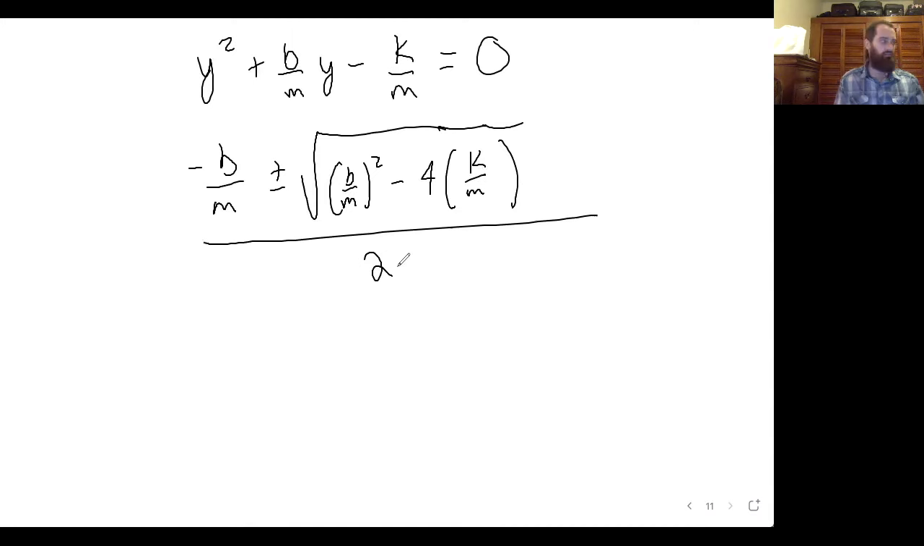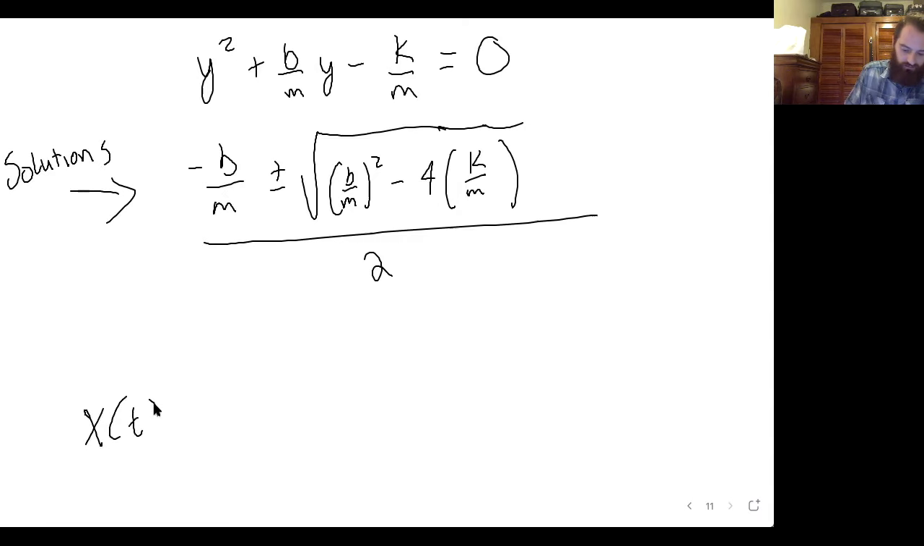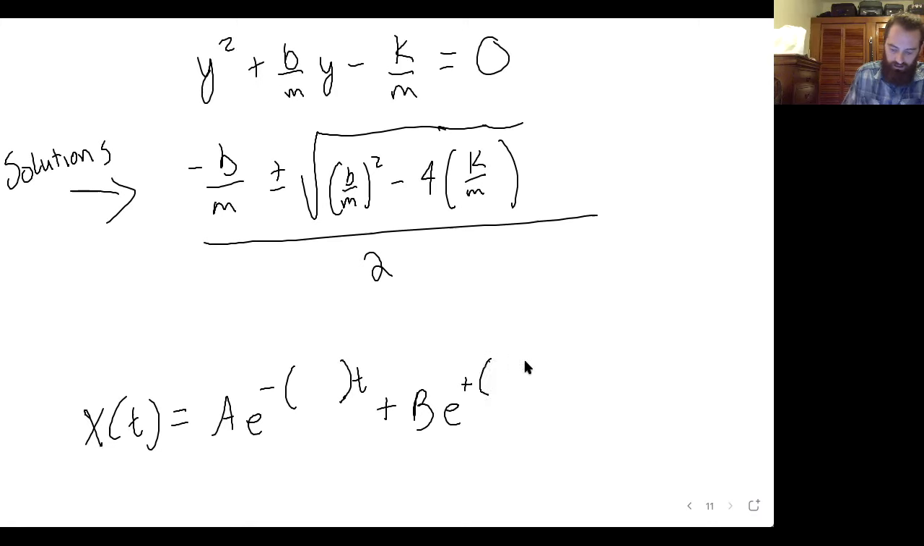And so this is a solution to this polynomial equation. And what that means is that we can solve our linear, or not linear, our second order differential equation by plugging in these solutions into the general formula. So x as a function of time equals a e to the negative something plus b e to the negative or positive something else times time. And what those somethings are, are these two solutions.